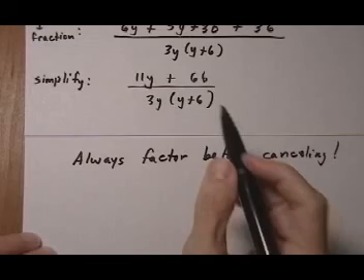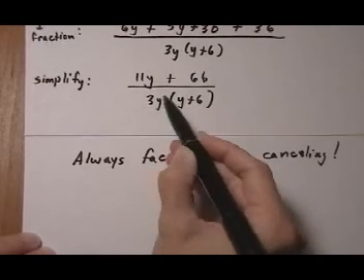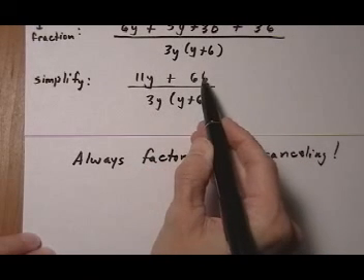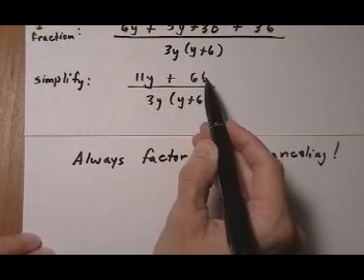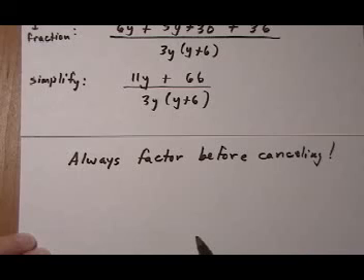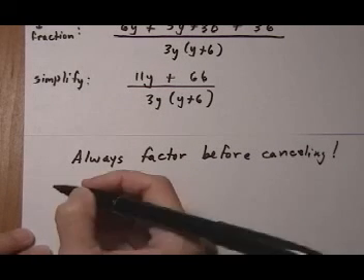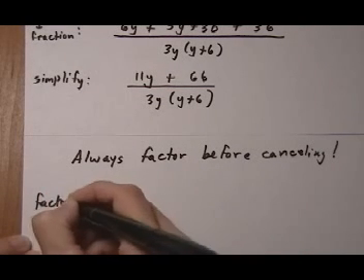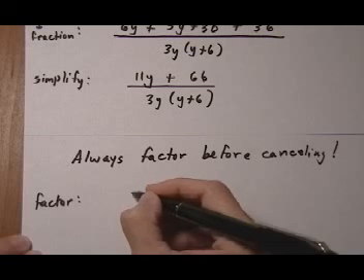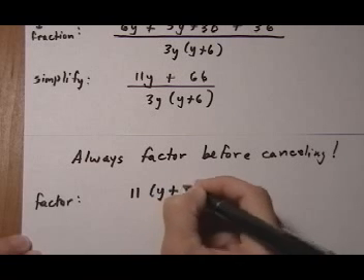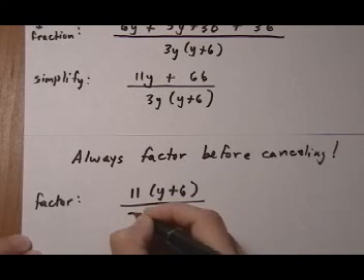Alright, so you don't want to go in here and say, well, this 3 cancels out with the 66 because 66 divided by 3 gives us 22. You don't want to cancel like that. You got to factor first because you can only cancel common factors. So we need another factor step. The numerator factors into 11 times y plus 6 and keep the denominator.